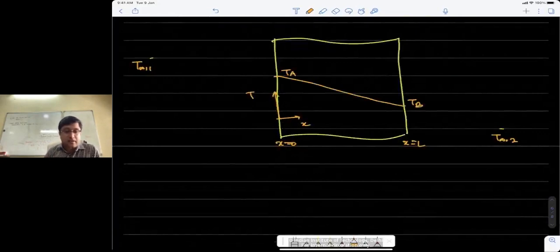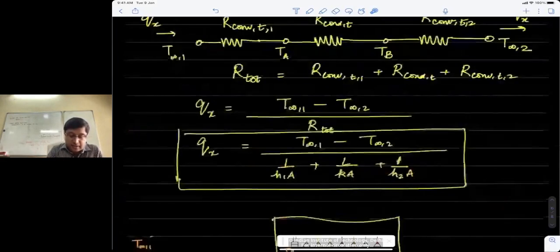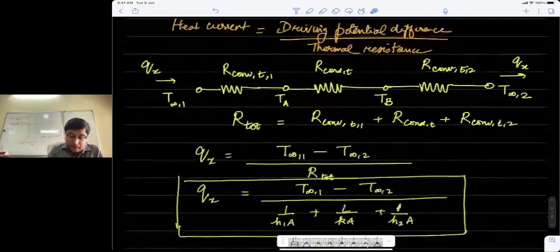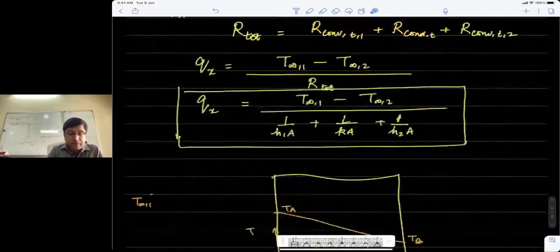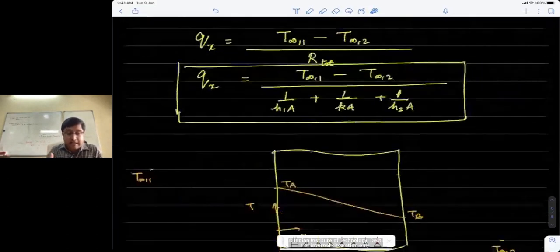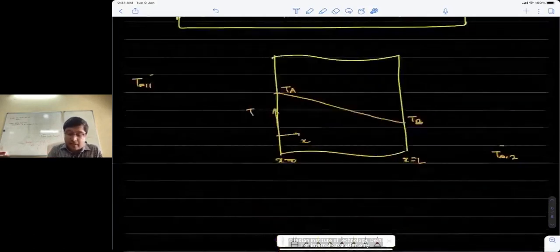But what happens outside the solid? What happens on the fluid side? Remember, the temperature does not change suddenly: TA is not equal to T infinity 1. There's a gap, right? That depends on the convective resistance. If the convective resistance was 0, then TA and T infinity 1 actually become equal. That's like short circuiting that network. That resistance can only be 0 if either the area is infinite, or if the heat transfer coefficient h is infinite. But that's not really the case in practical scenarios.